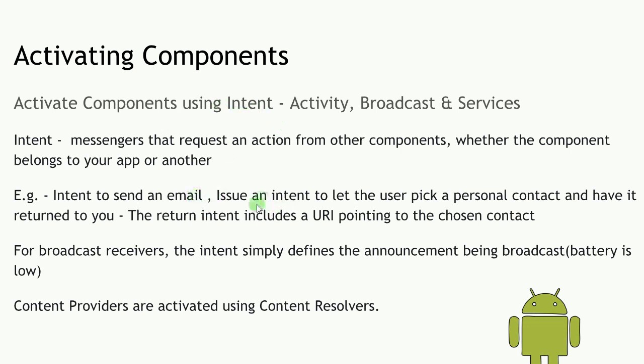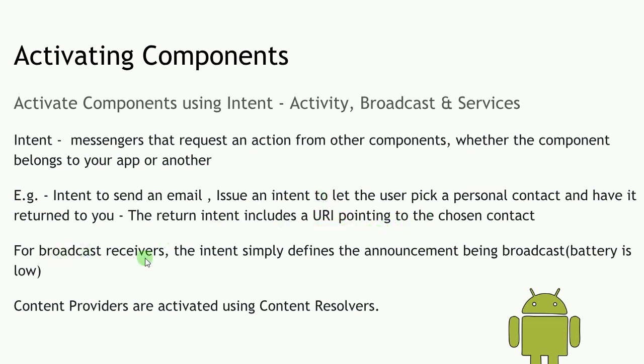And you can also issue an intent to let the user pick a personal contact and have it returned to you, right? So you can also talk to, let's say, your contact app, and you can issue an intent. Of course you can do it through content providers also, but you can also do it through an intent, right? So you can start an intent and ask the intent to return the URI, uniform resource identifier. URI is basically an address that is given to anything that exists on the internet. So a URI will be returned for that contact.